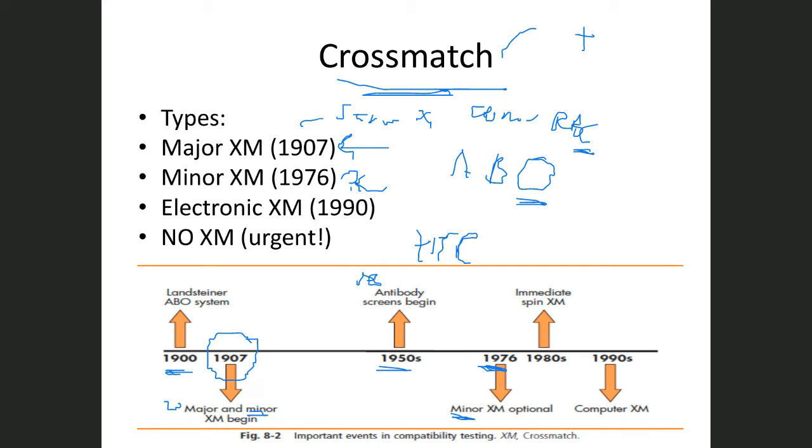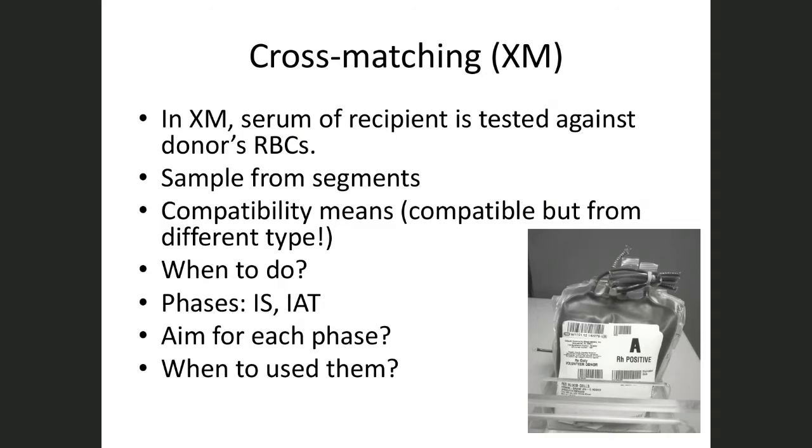Okay, so for example here immediate spin cross-matching, here computer cross-matching. Okay, and today inshallah we will understand what computer cross-matching means. And sometimes no cross-matching at all. What is the condition we will discuss inshallah today? What's the condition that we do transfusion without cross-matching? Okay. So we understand what cross-matching means, which is major cross-matching.